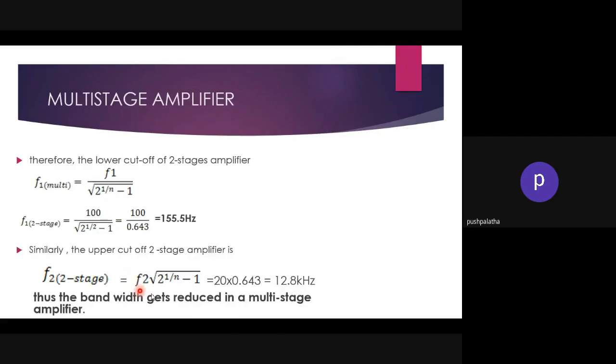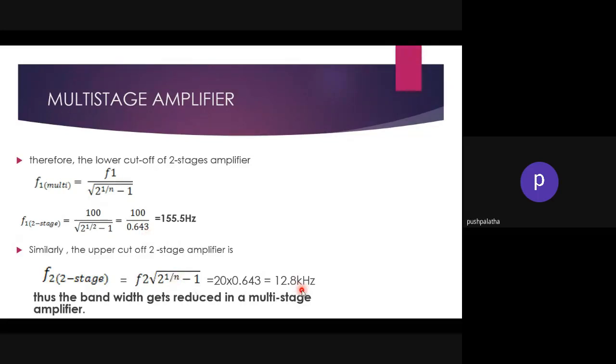Okay, right? So f1 is 100 Hertz, and 2 to the power of 1 over n minus 1, where I told you small n represents the number of stages, which gives you 155.5 Hertz for the total lower cutoff frequency for two stages, right? Similarly, for the upper cutoff of the two-stage amplifier, f2 is 20 kilohertz, and I have simplified the root of 2 to the power 1 over 2 minus 1 as 0.643. So this is 12.8 kilohertz, right?